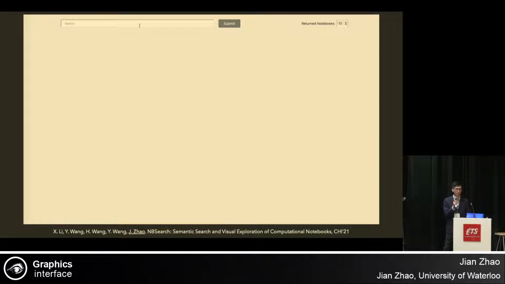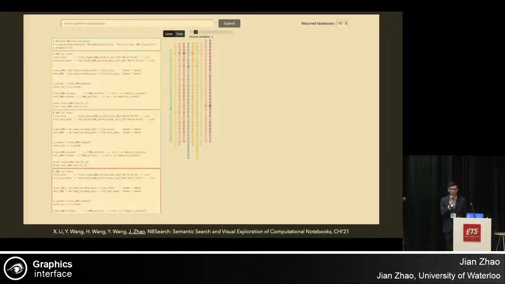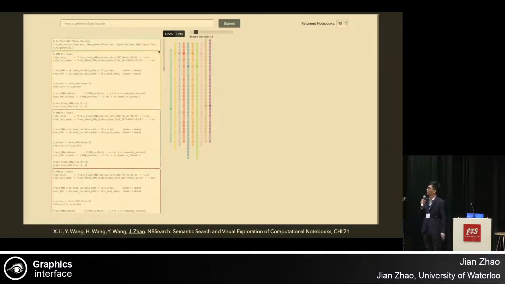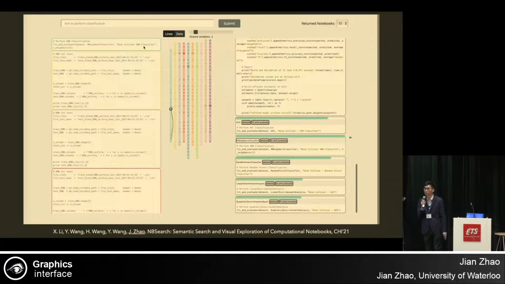It is a visual search interface for finding useful code in a large notebook corpus. So let me show you a quick demo. The user could enter, say, KNN to perform classification in a search bar, and then a list of code cells will be shown on the left, and each color is mapped to a different notebook. There's also a visualization in the middle that shows the search results. Each line corresponds to a notebook, and each dot corresponds to a cell in that notebook. And if you click one cell, the entire notebook will show on the right.